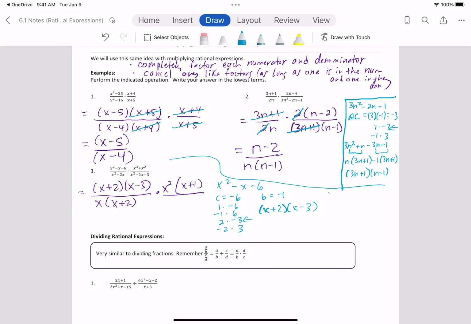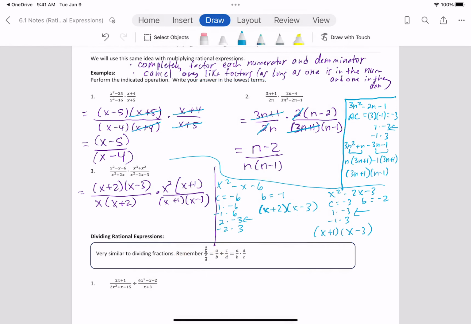And then for the denominator, we have x squared minus 2x minus 3. So C is negative 3 and B is negative 2. So we have 1 times negative 3 or negative 1 times 3. So it's going to be this one. So we have x plus 1 and x minus 3 that we can put back into the problem. x plus 1, x minus 3.